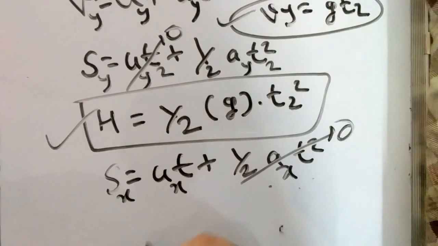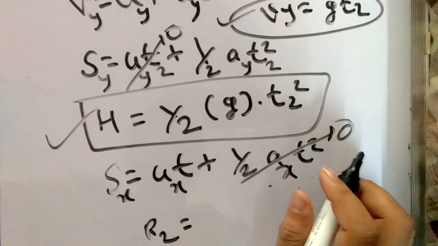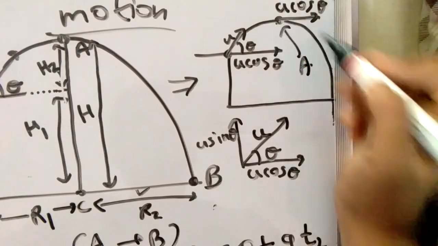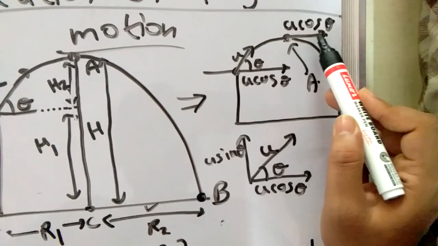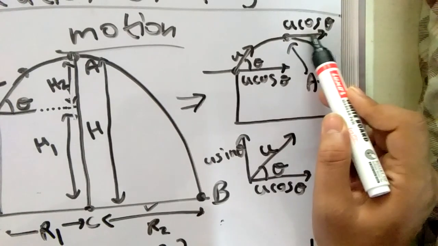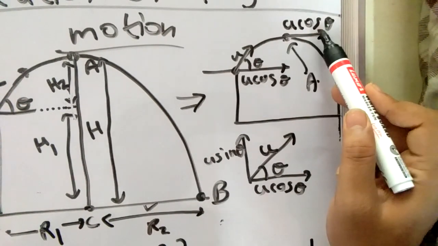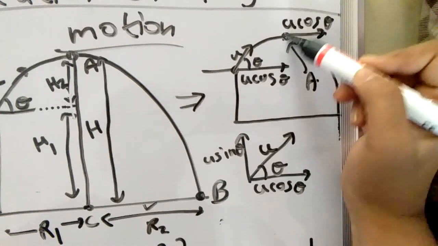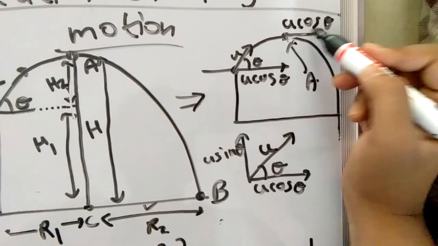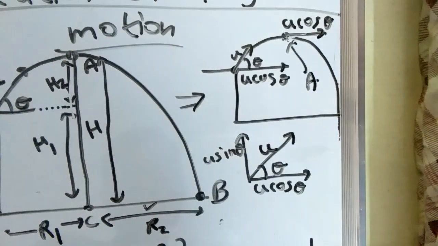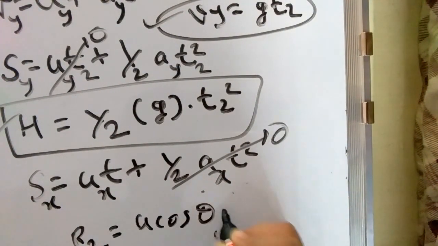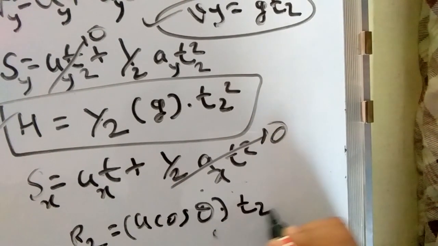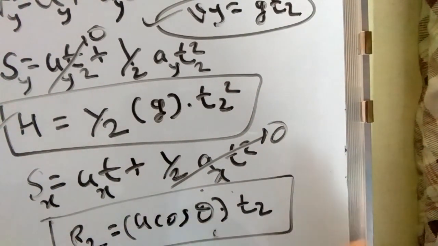So I will write here r2 equal to ux, initial velocity in the x direction. What is initial velocity in the x direction? From a to b means from this to this point, only u cos theta is the horizontal component of velocity, and it will remain constant. So ux will be u cos theta. There will be no y component because body is not moving upwards, so only x component is there, and which is u cos theta. So as x component is there, ux will be u cos theta, and into t, what is t? T2, because we are in the second interval of motion.